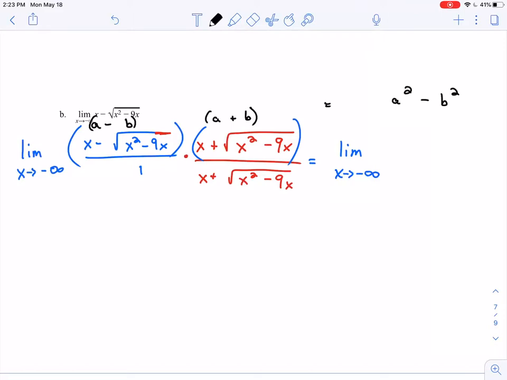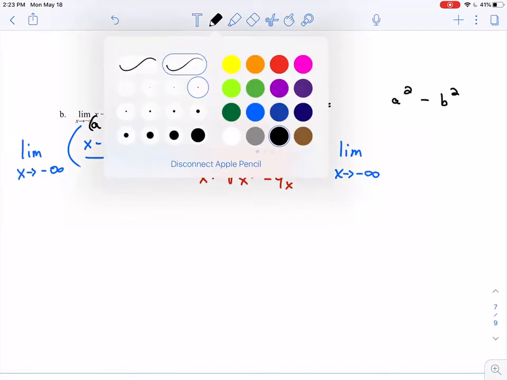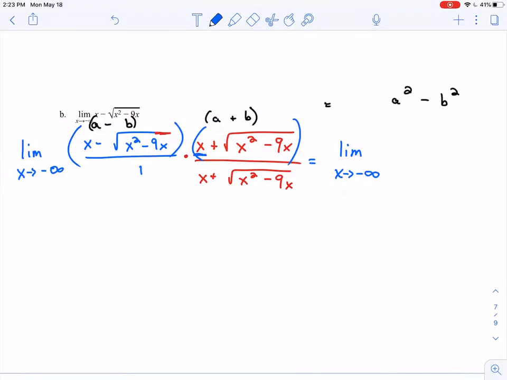So when I multiply these out, let's see, if I square this first term, right, if I square x, first of all, that's my a squared. That should just be, well, x squared.